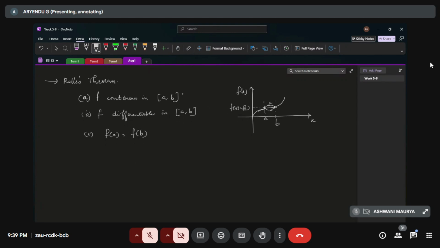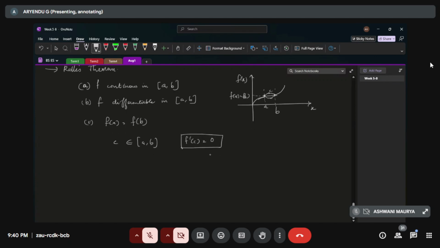For a function which is continuous in an interval a to b, differentiable in the interval a to b, and has f(a) equal to f(b), that function will have a point c in between the interval a to b, such that f'(c), the derivative at c or the slope at c, is equal to 0. This is what Rolle's theorem says.